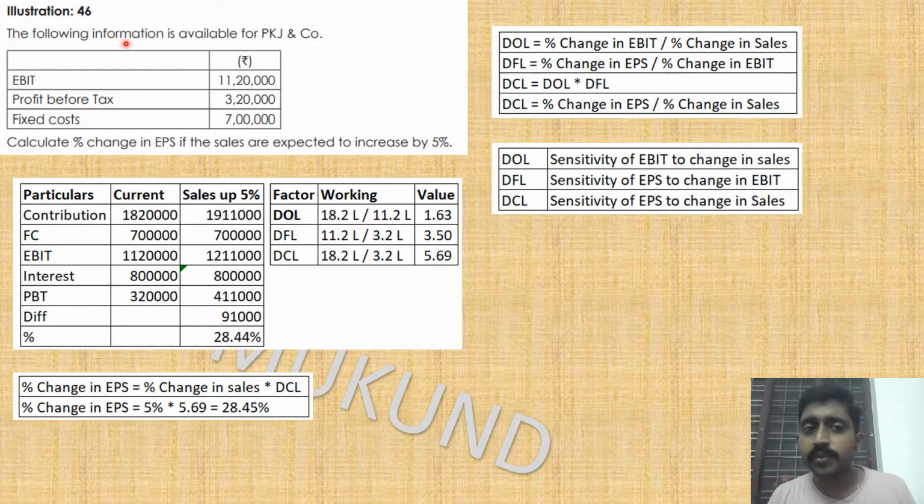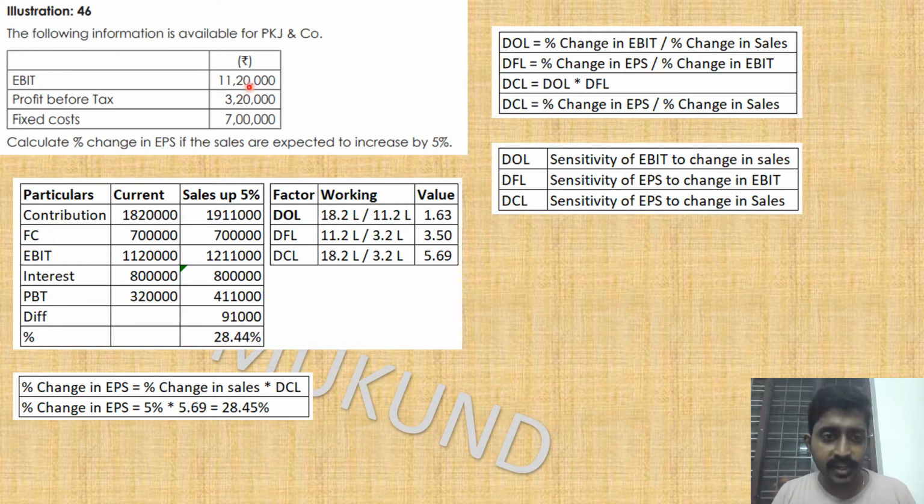The following information is available: PKJ and company, EBIT is given, profit before taxes is given. The difference between these two is nothing but the interest, so we can find the interest. Fixed cost is given. So EBIT is given, fixed cost is given. EBIT plus fixed cost, we can also find the contribution.